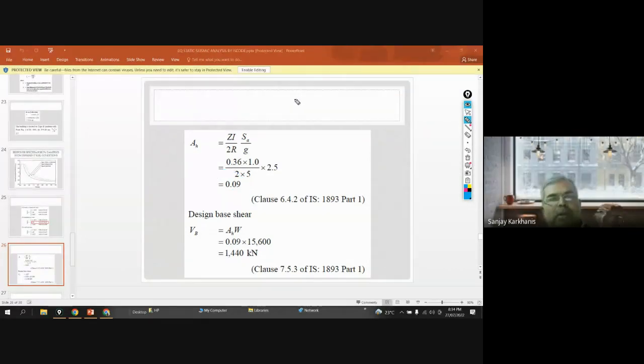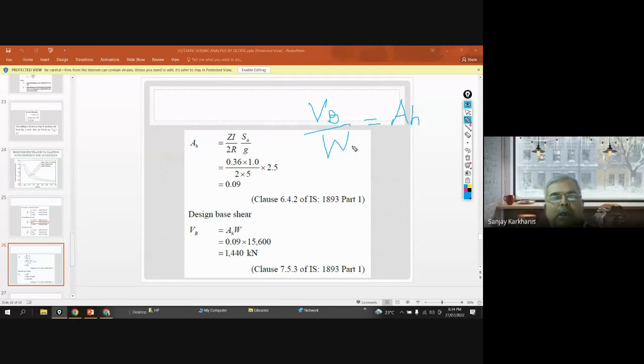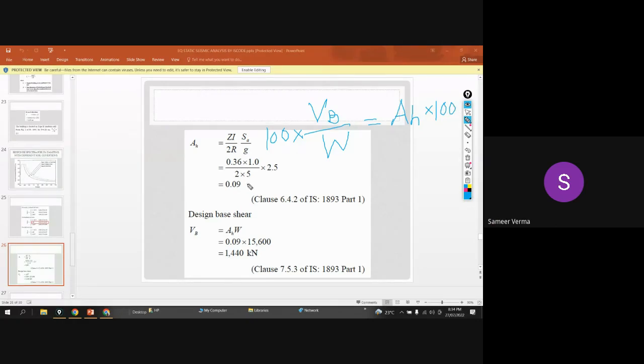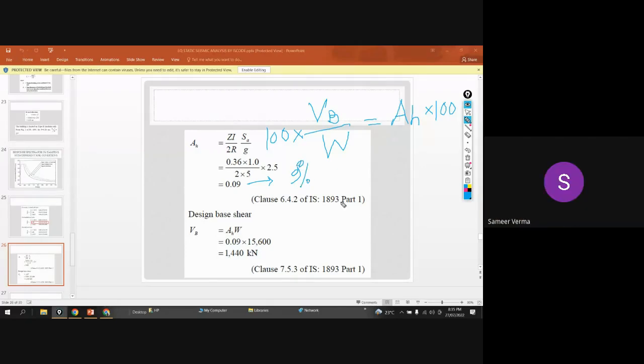अब देखो वो कैसे बात करेगा. I will say VB divided by W is equal to AH. वही इक्वेशन है. तो अब ये इक्वेशन आपको क्या बता रहा है? ओके, मल्टीप्लाई बाय 100 करो, परसेंटेज. तो ये क्या आया? 9%.